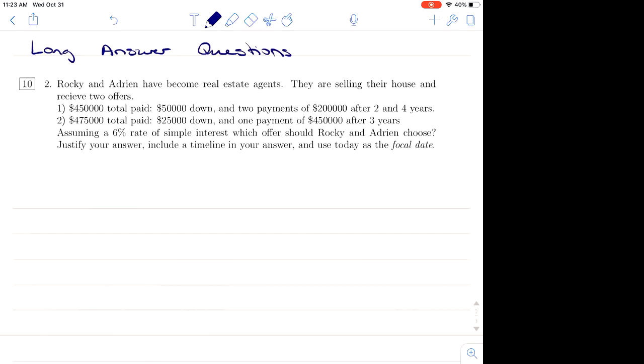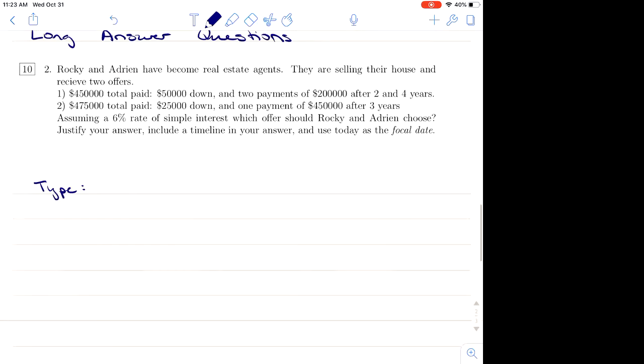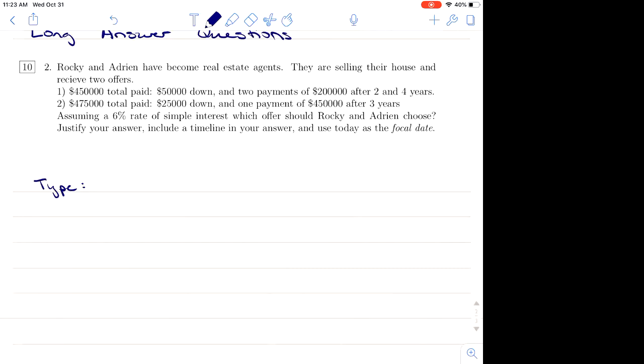So as far as the type, you can expect to see this type of question. And that's what I mean. For the short answers, there's nothing rigid about it. For the long answers, yeah, you can expect to see this type of question where you're comparing 2 offers. So compare the value of 2 offers.